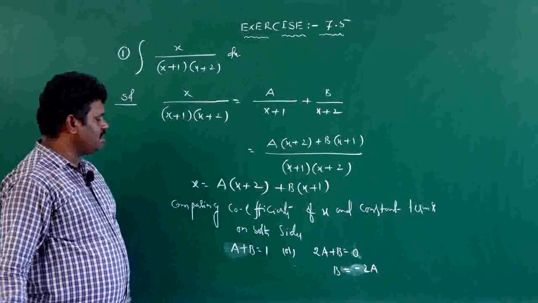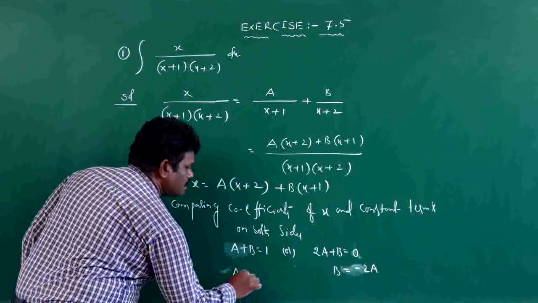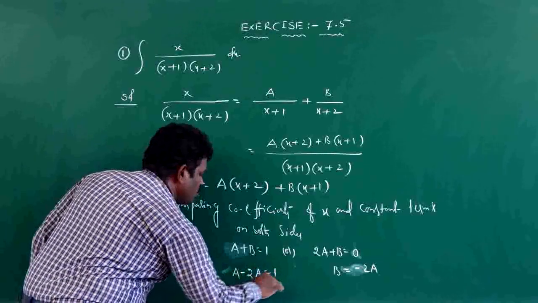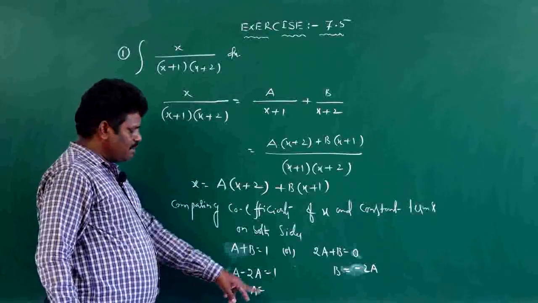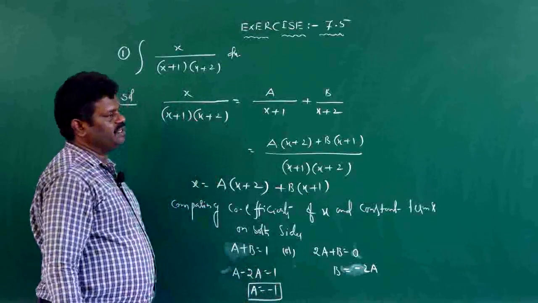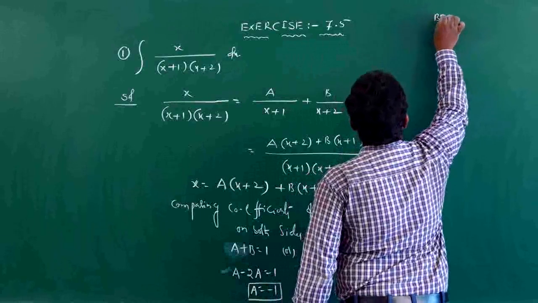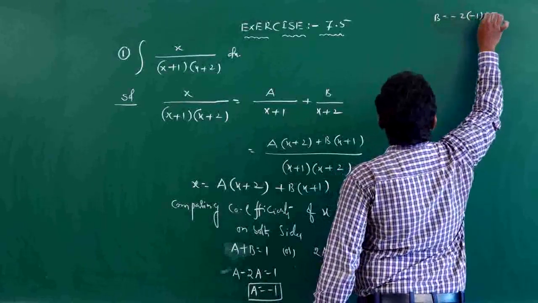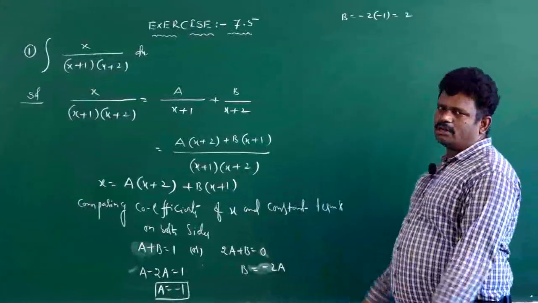Now the value b equals minus 2a, we substitute here. Then a minus 2a is equal to 1, so minus a, which means a is equal to minus 1. Then b is equal to how much? a is equal to minus 1, b is equal to minus 1 into 2, that is 2. Okay? This is the general process.